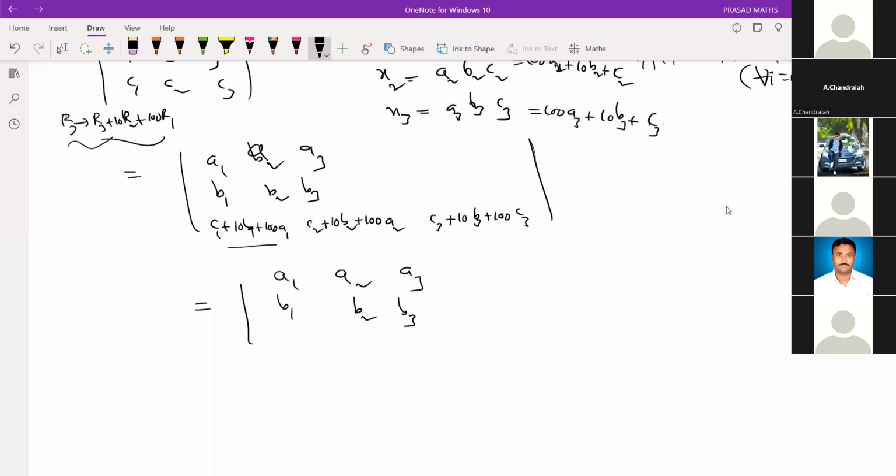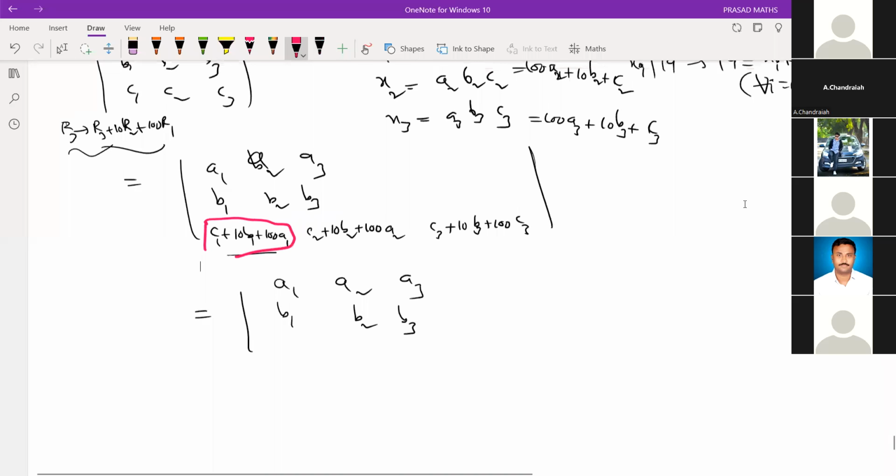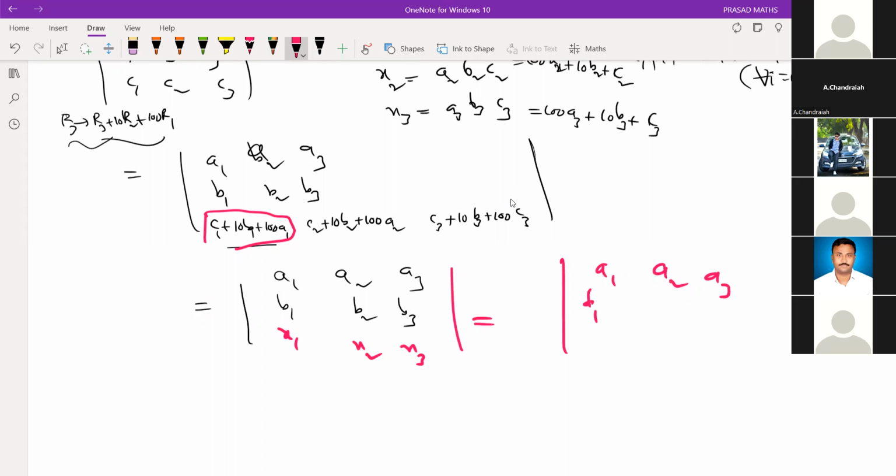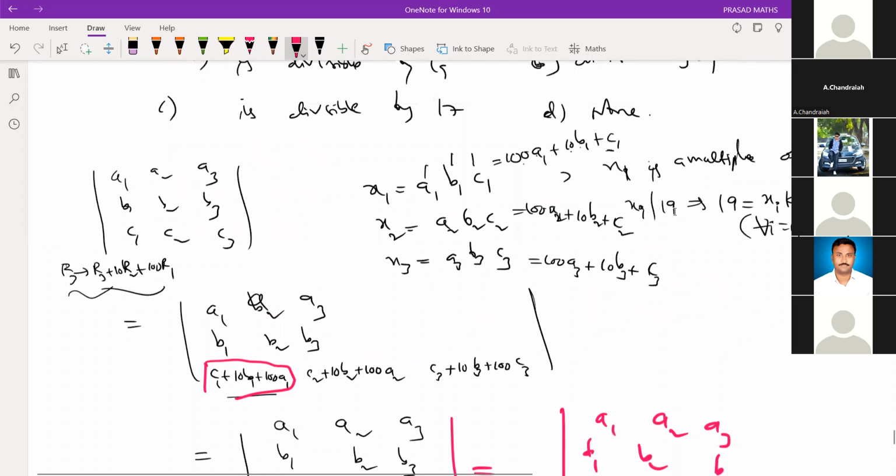What is this one? Anybody? What is this one? Expanded form. This is X1. This is X2. This is X3. Right? Therefore, A1, A2, A3, B1, B2, B3. But what is X1? X1 is a multiple of 19. Therefore, X1 is nothing but 1.